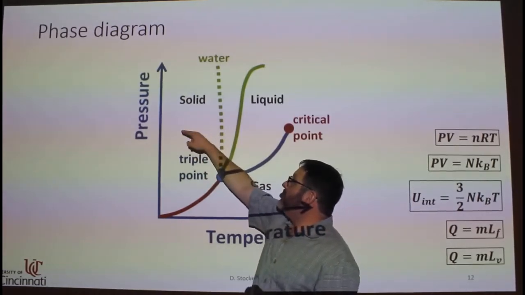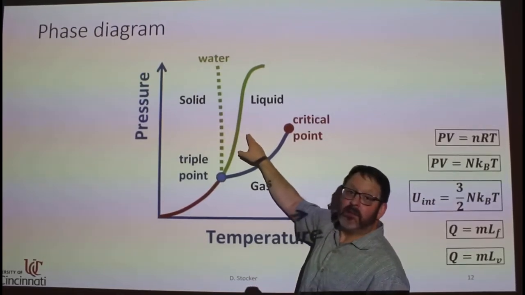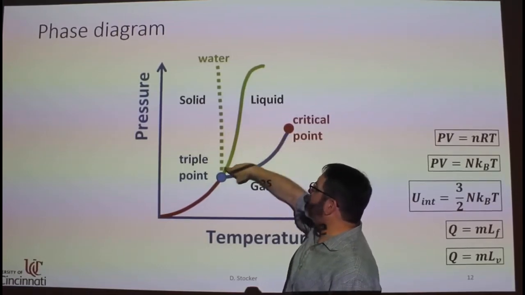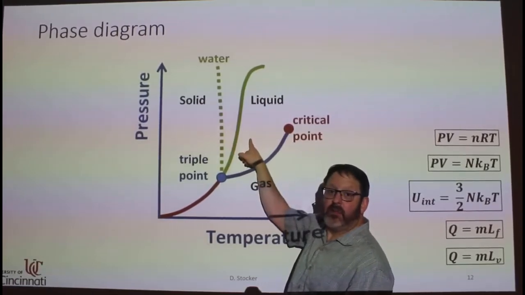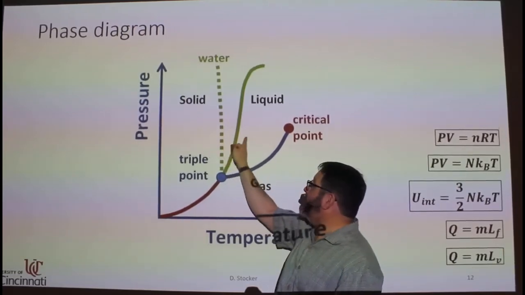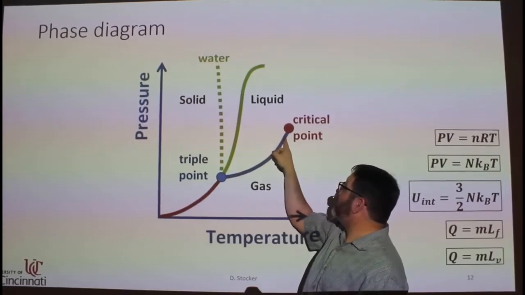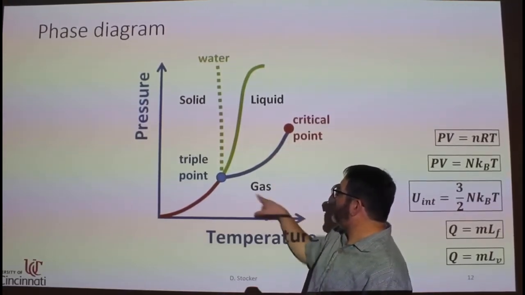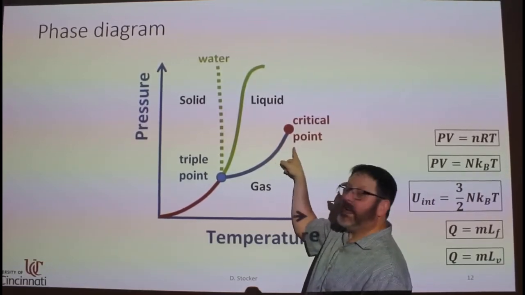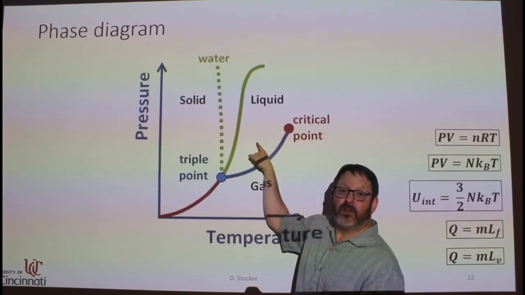So the solid, if I increase the temperature, it will change to a liquid. So this would be the melting point. So when you cross this green line to the right, you're melting. If you cross it going to the left, that's freezing. If you increase the temperature of a liquid, you'll reach the point where you cross into the gas. So crossing this line from liquid to gas, this is boiling, or condensing if you go this way.